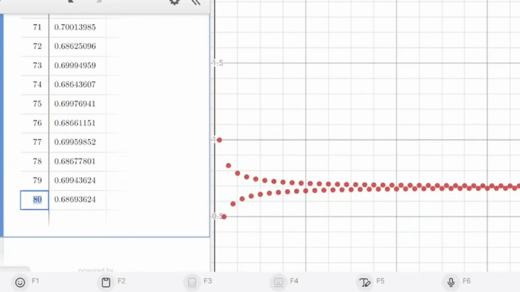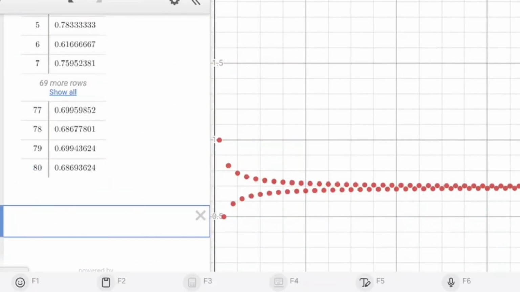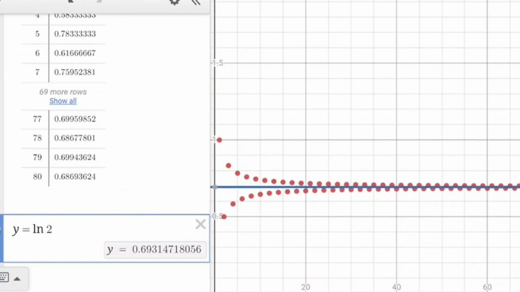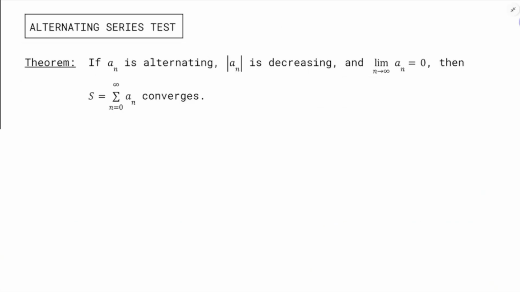So what I'm going to do is go in here and graph something else. I'm going to graph y equals the natural log of 2, and then it's going to plot that blue line, which happens to fit in just right. And you can see numerically that's very close to the values that we're getting when we add, say, 80 terms to our partial sum. But I'll have more to say about that in a few minutes. Now, what we just saw there, that's the picture of a converging alternating series.